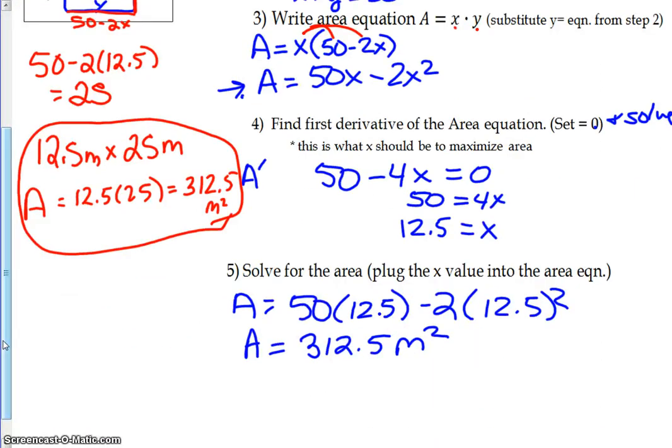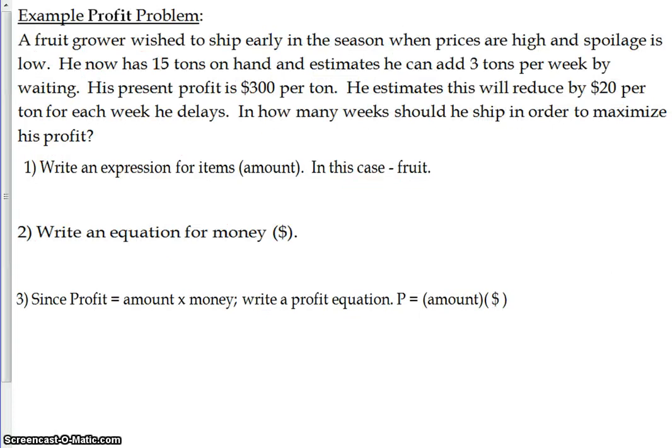Let's look at another problem here. This one is a profit problem, probably one of the most popular types of problem: how do we increase our profit? How do we maximize our profit? It's really pretty important. In this case, we have a fruit grower, and he or she is wishing to ship early in the season when the prices are high and spoilage is low. I guess it is a he.